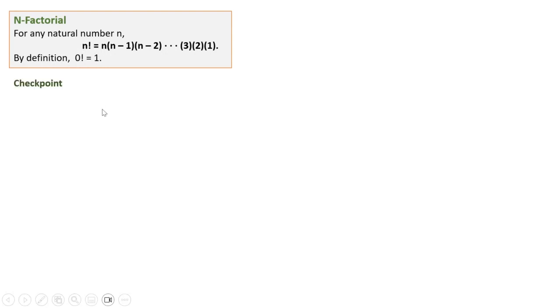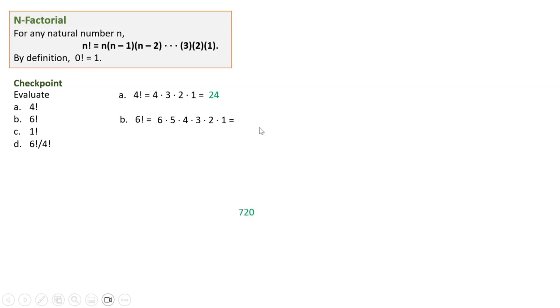Okay, let me show you how this definition works. Let's do A through D. So for part A, 4 factorial, by applying the definition, will be 4 times 3 times 2 times 1. We'll put it in the calculator, and it'll give us a result of 24. For part B, 6 factorial will be 6 times 5 times 4 times 3 times 2 times 1. We multiply them out, and this is my solution, 720. And for part C, 1 factorial is just 1.